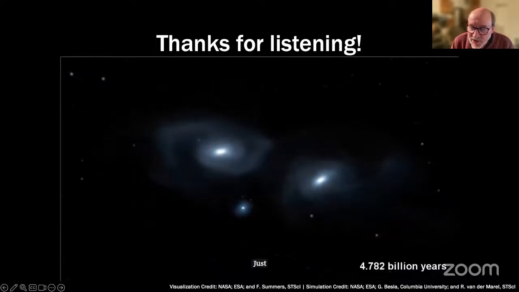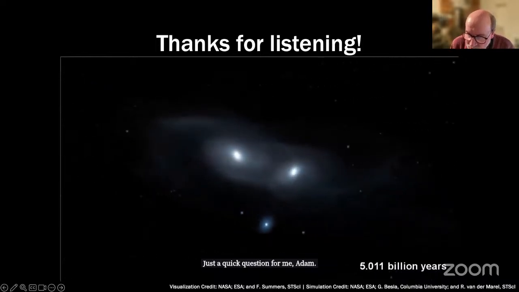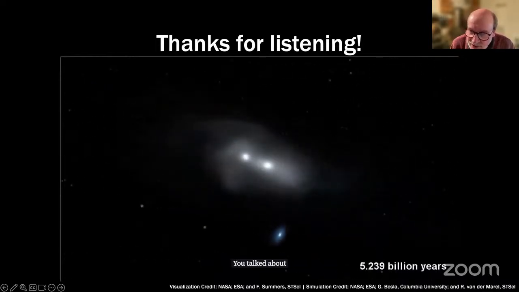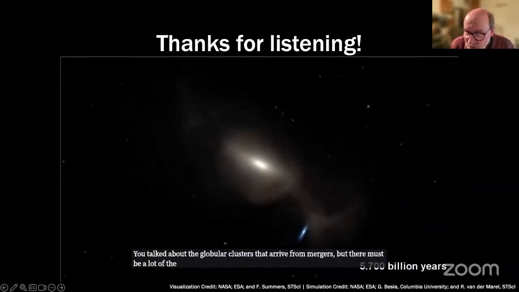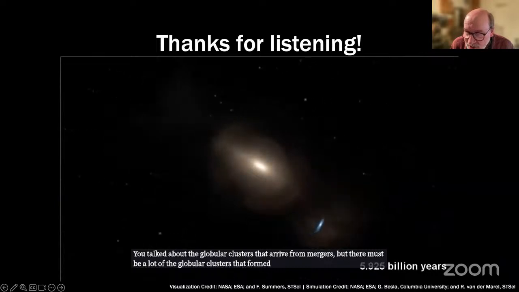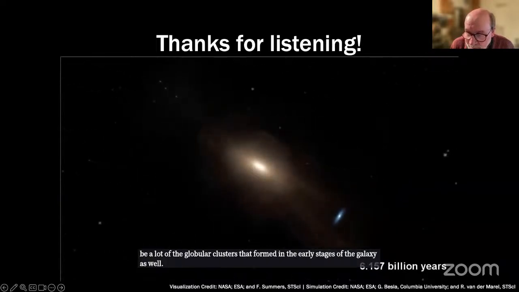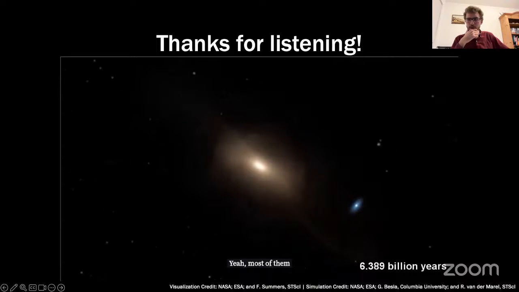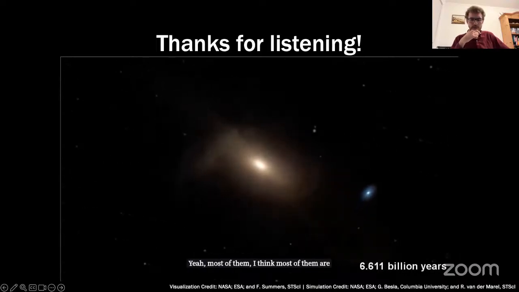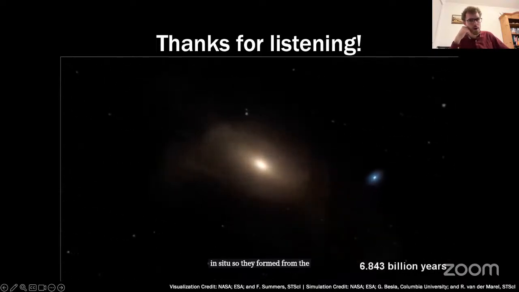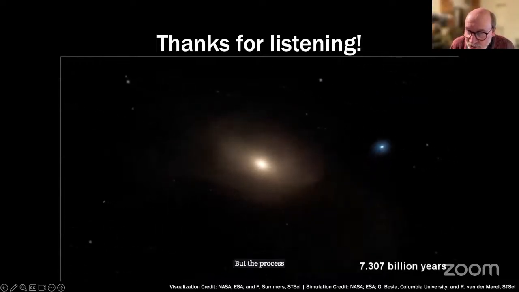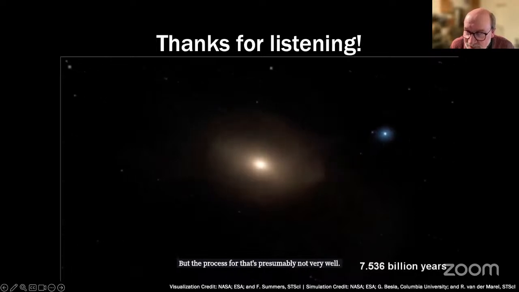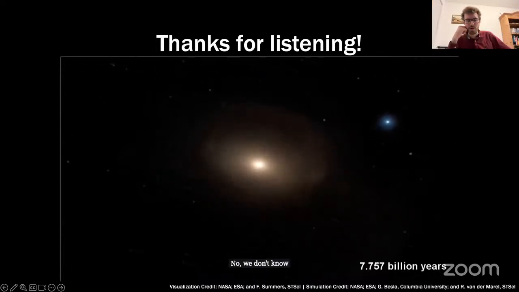Just a quick question from me, Adam. You talked about the globular clusters that arrive from mergers, but there must be a lot of globular clusters that formed in the early stages of the galaxy as well. Yeah, I think most of them are in situ, so they formed from the gas in the Milky Way. But the process for that's presumably not very well understood. No, we don't know very much about how globular clusters form.